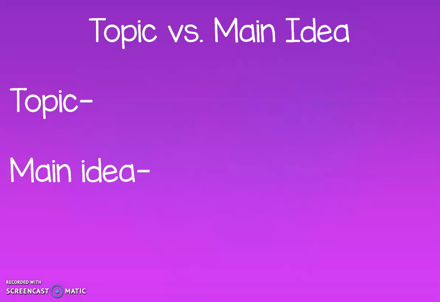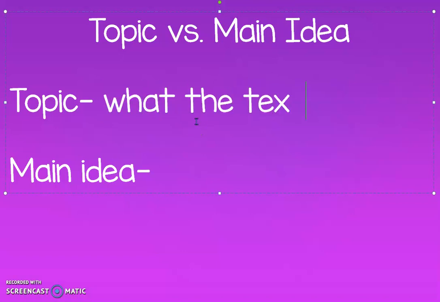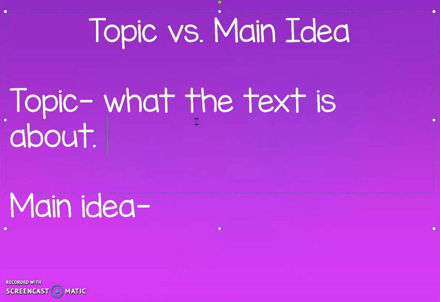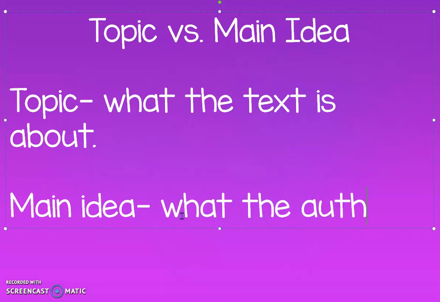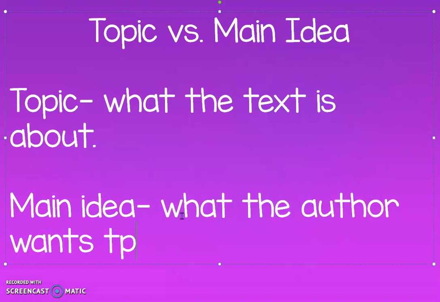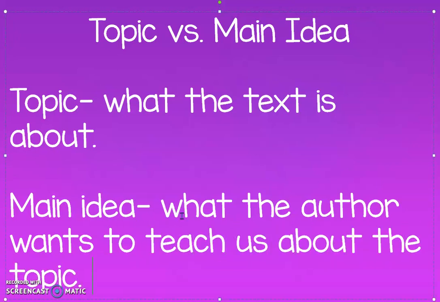And one thing we need to talk about first is what is a topic and what is the main idea. And this brings us to today's lesson title, What and So What. When we are reading a text, we first need to identify the topic or what the text is about. The main idea of the text is what the author wants to teach us about the topic. I'm going to show you an example from the book we read yesterday.